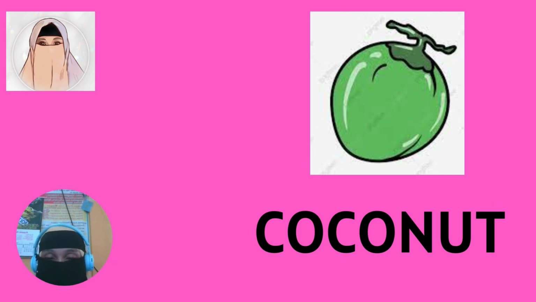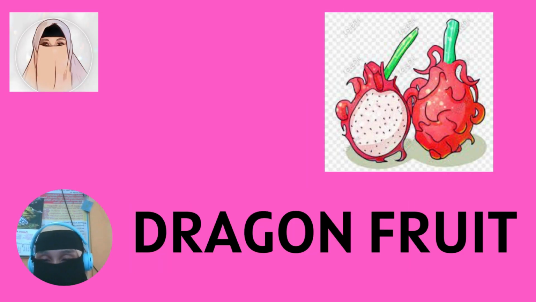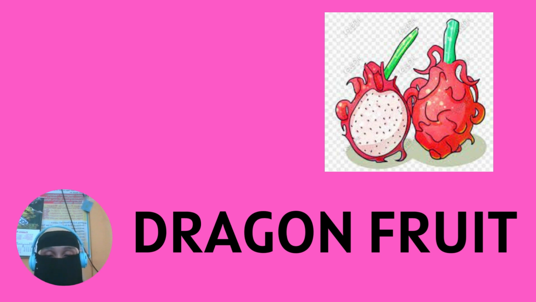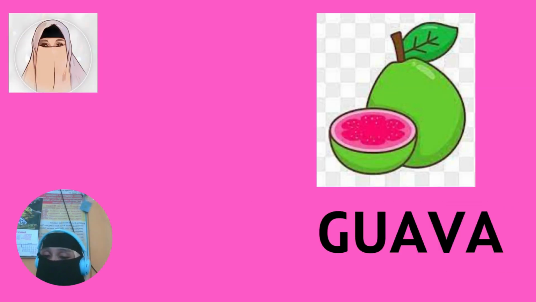C for coconut. That means kelapa in Indonesia. D for dragon fruit. That means buah naga in Indonesia. G for guava. That means jambu in Indonesia.